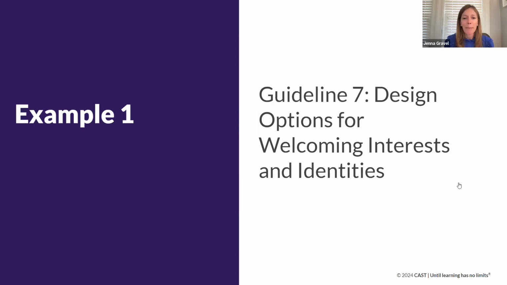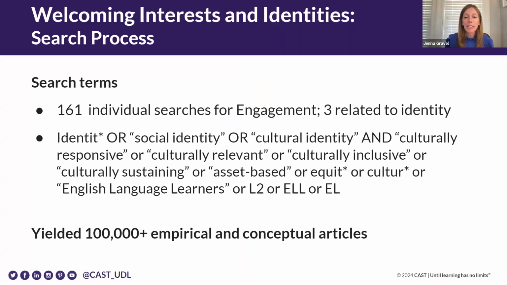So with our first example, we'll explore how our research-based process informed the update of UDL Guideline 7, Welcoming Interests and Identities. This is an updated guideline, and the original version in version 2.2 is Provide options for recruiting interest. So again, this is updated Guideline 7, Design options for welcoming interests and identities. And Mary Margaret, I'll hand it over to you to describe the search strategy, and then I can come back and say how the research that emerged worked to inform that update.